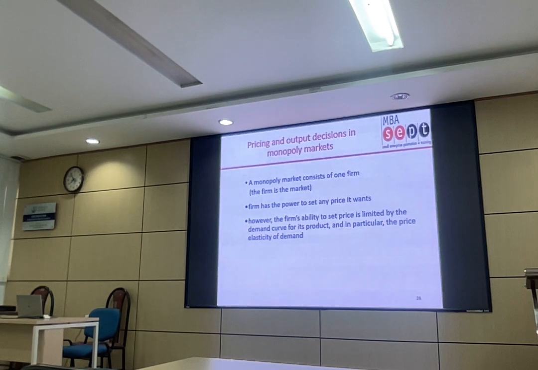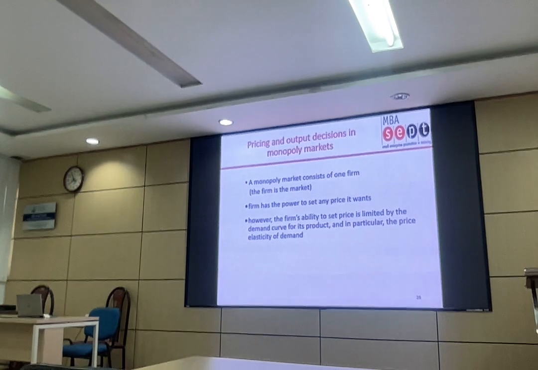For firms in a perfectly competitive market, what is the form of the demand curve? Do you remember? Is it downward sloping, upward sloping, vertical or horizontal? The demand curve of the market is downward sloping. But for the firm in a perfectly competitive market, the demand curve is a horizontal line, because they are price takers.